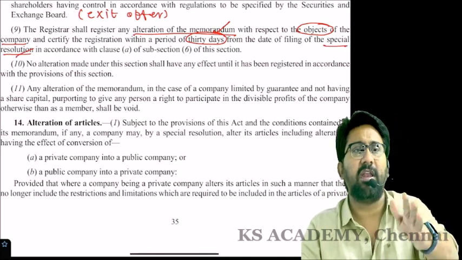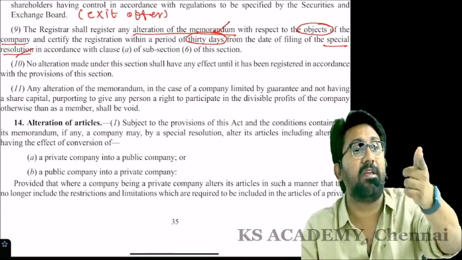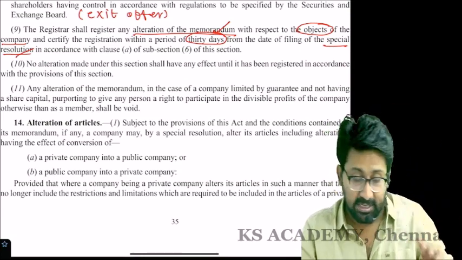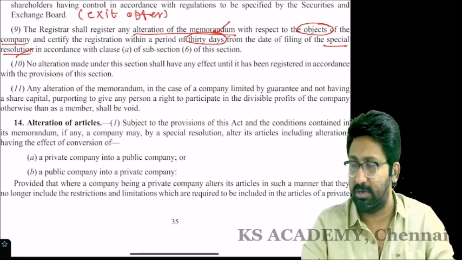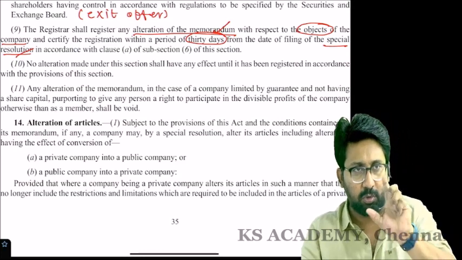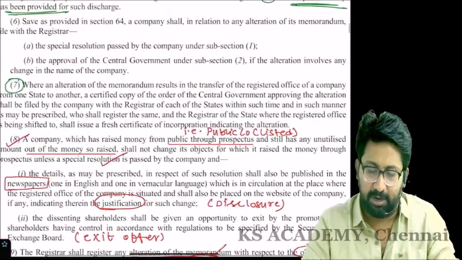Okay, you have to file. He has to certify that filing within a period of how many days? 30 days. 30 days from what date? From the date of filing the special resolution. Sir, I have one or two questions in this. First answer. Point number 1.